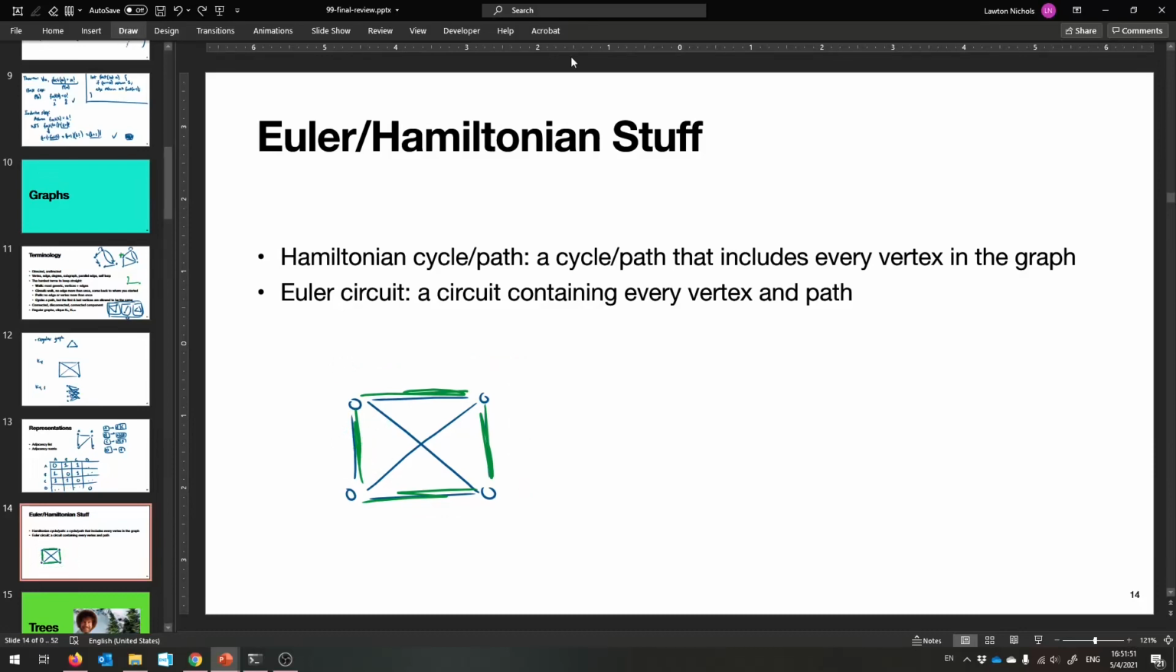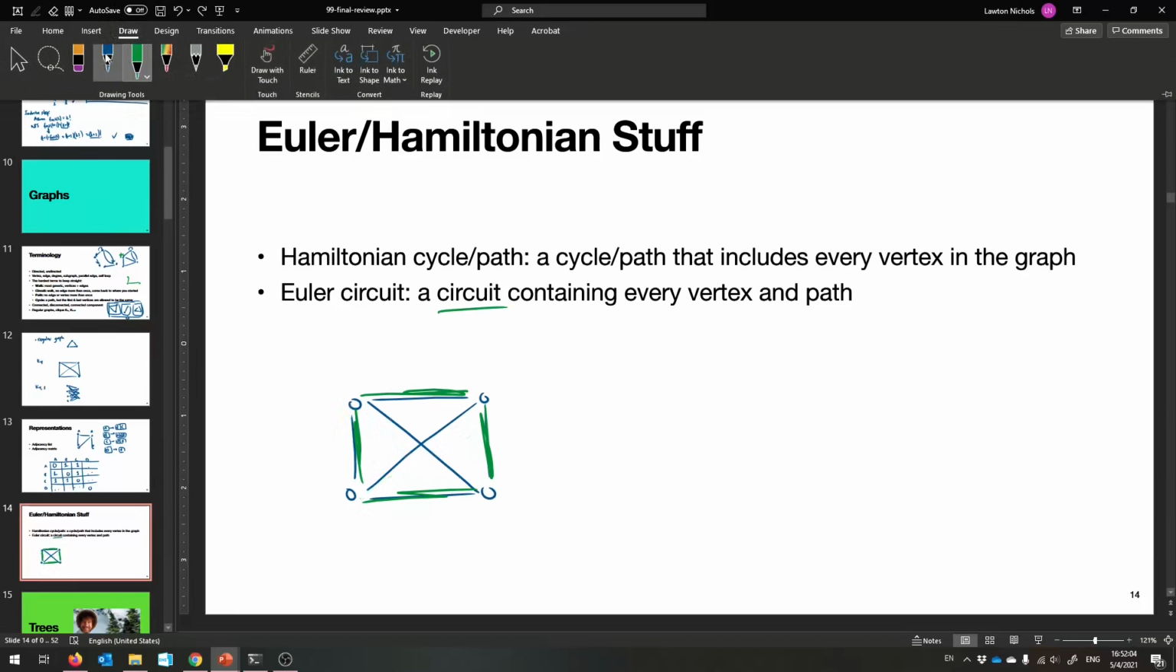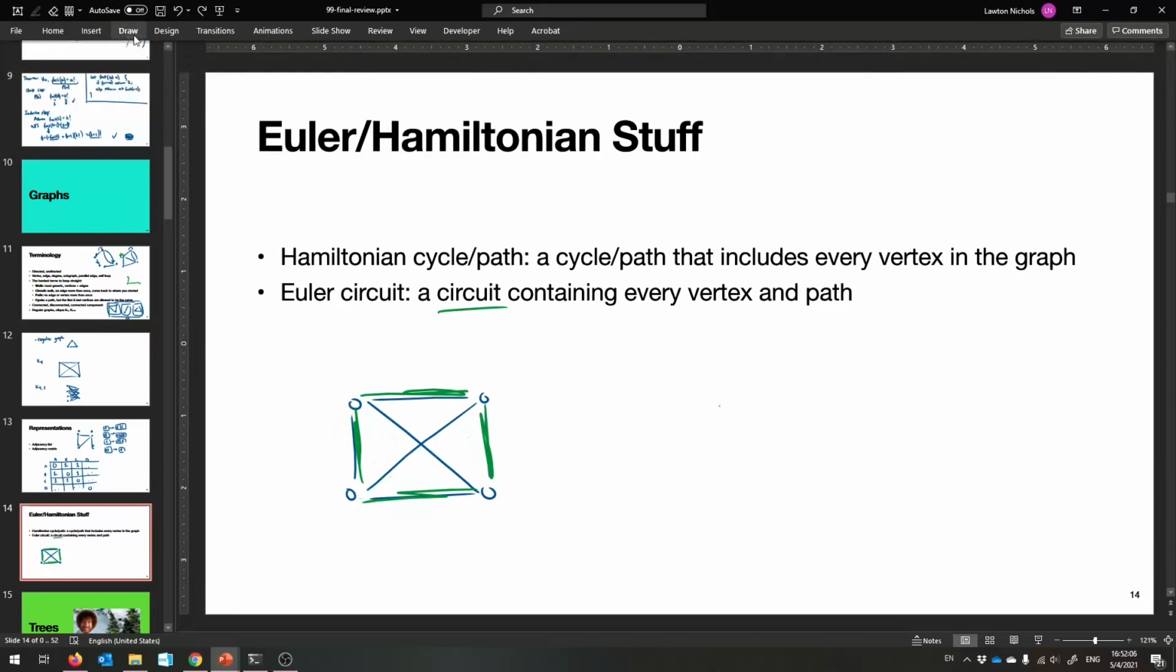So that's Hamiltonian stuff. And then Euler stuff gets a bit fancier because it has to include every edge and it has to be a circuit because you might come back to the same node. That's the idea. Okay? So if you remember that special graph, it looked like this with these edges. Let's see if I can remember how to do a Euler circuit. So it's like that, probably that.